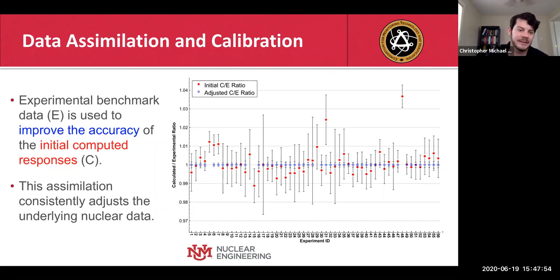When I say that this data assimilation consistently adjusts the nuclear data, I mean that all the experiments see the same adjustment, right? It doesn't raise the plutonium-239 fission cross-sections by 5% in one case and then lower it by 10% for another case. The cross-sections get the same energy-dependent adjustments for all the experiments.